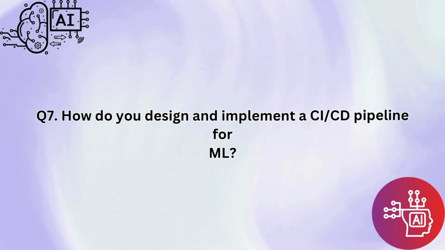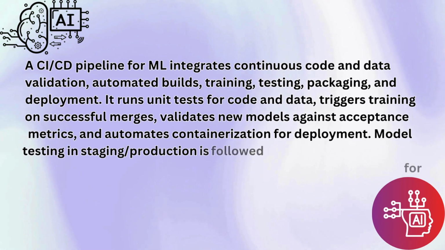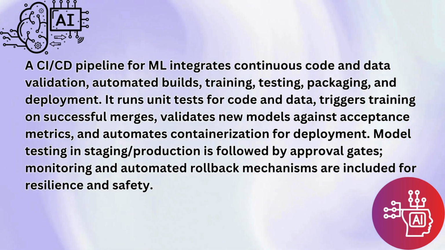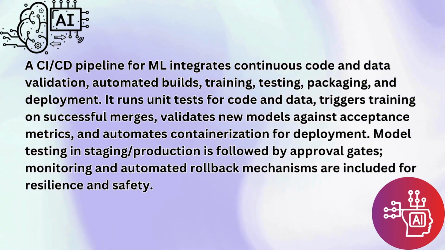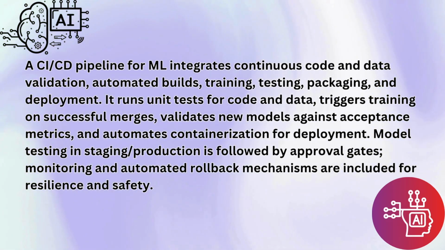How do you design and implement a CI and CD pipeline for ML? A CI and CD pipeline for ML integrates continuous code and data validation, automated builds, training, testing, packaging, and deployment. It runs unit tests for code and data, triggers training on successful merges, validates new models against acceptance metrics, and automates containerization for deployment. Model testing in staging and production is followed by approval gates. Monitoring and automated rollback mechanisms are included for resilience and safety.